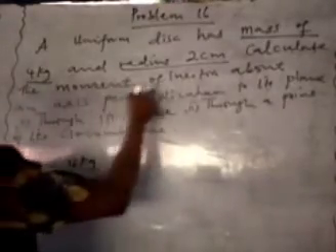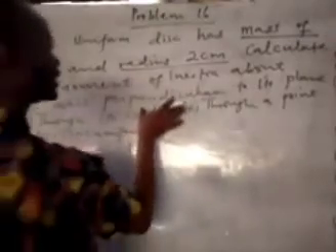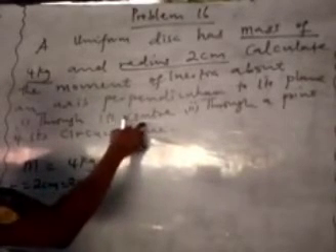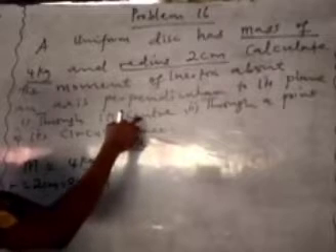All right. Now we are required to calculate the moment of inertia about an axis that is perpendicular to its plane, which passes through its center. That means in this case, we want to calculate the moment of inertia of this disk about an axis that passes through its center of gravity. So let us make a little illustration of this problem.